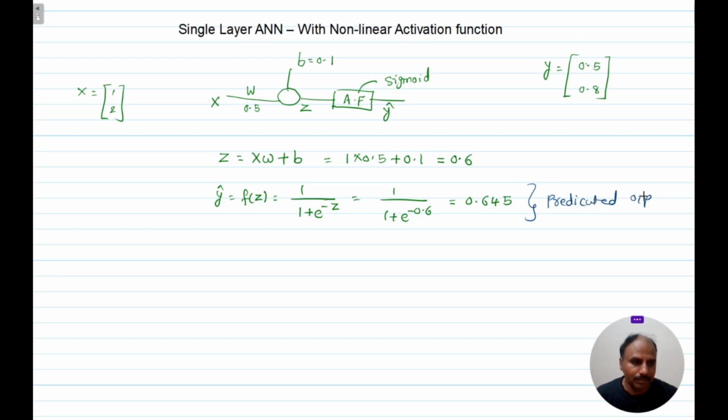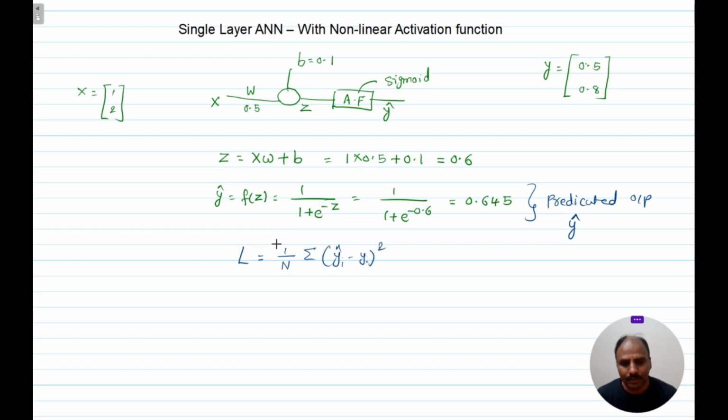That is y cap. The actual y is 0.5 and the predicted output obtained is 0.645. Therefore we need to find the loss. We have not exactly obtained 0.5, it is somewhat deviated from the output. So how much is the difference? That we can write as the loss function, let us represent by L. Here the loss function can be taken as the mean square error or mean absolute error. I am taking mean square error, 1 by n summation of (y cap minus yi) whole square.